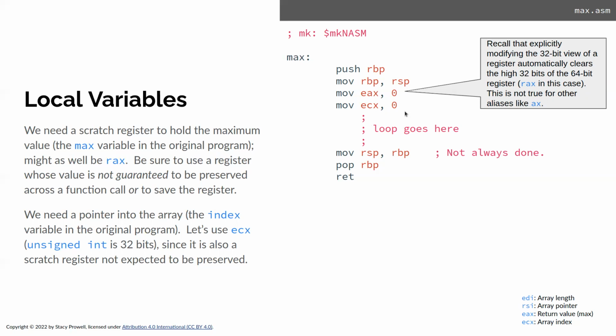Local variables are often either in registers or on the stack. Nothing surprising here. The calling convention tells us some interesting stuff, and I have reproduced it at the bottom down here. So EDI is going to hold the array length, right? It's EDI because it's an unsigned int, it's 4 bytes. RSI is going to hold the pointer to the array. It's R because it's a full pointer. It's 64 bits, 8 bytes. Our return value is an unsigned int, so we're just going to let it be EAX, which conveniently currently holds the max, and then ECX will be our array index.